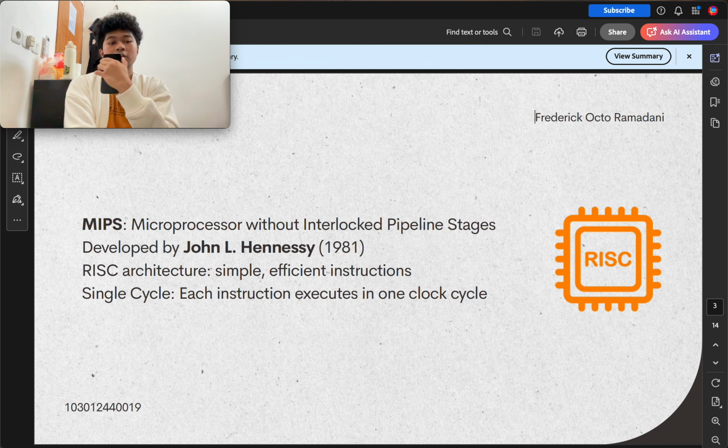MIPS stands for microprocessor without interlocked pipeline stages, which is a classic example of RISC, or reduced instruction set computer architecture, designed by John L. Hennessy in the early 1981. The MIPS design is known for its simplicity, efficiency, and for being widely used in education to illustrate how exactly processors work at the fundamental level.